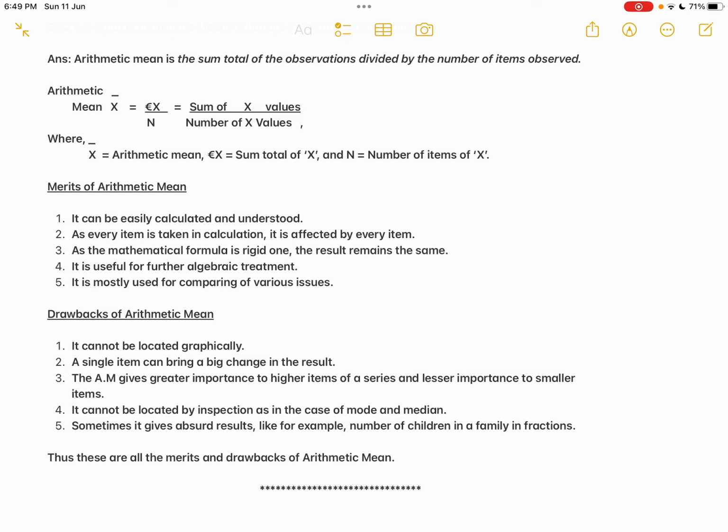Second one, a single item can bring a big change in the result. Say for example, let us take the marks of 5 students. 4 students' marks are around 70, 75, 72, 73. But the 5th student's mark, let us assume, is 20. That 20 affects the average too much. That's why a single item can bring a very big change in the result.